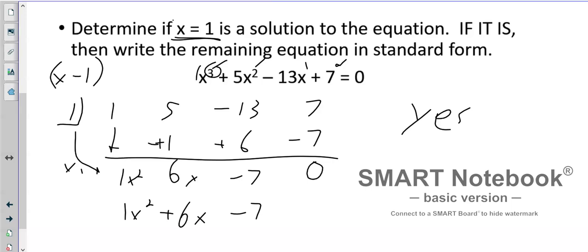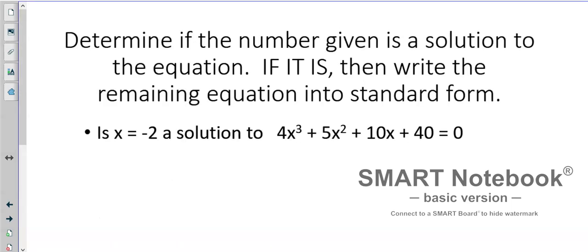Now, just so you know where we're going later in the chapter, we are going to factor this down to 2 binomials, and then we'll have 3 binomials, and we'll factor it all the way down. All right, determine if the number given is a solution to the equation.